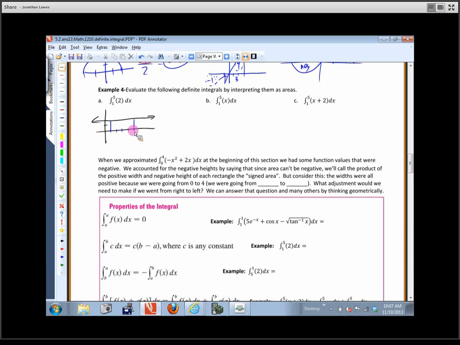Very easy to tell. We don't even have to slice this up because it is one big rectangular shape, one big rectangle. It happens to be 4 units wide and 2 units tall. So the net area on this one is 8. So there's our answer. Okay?